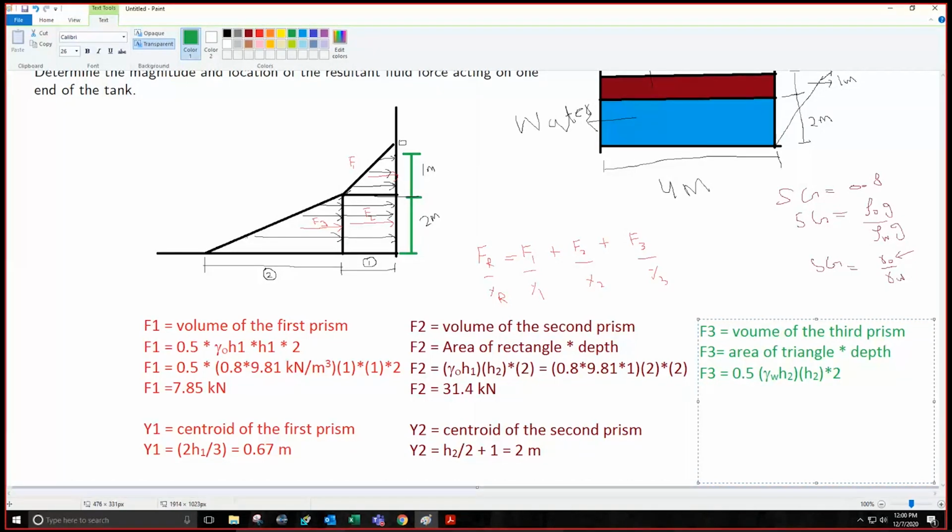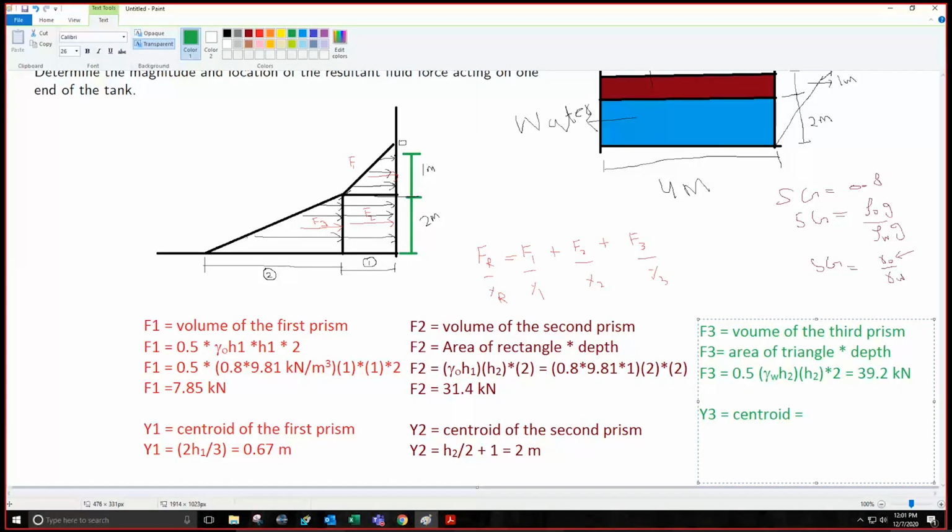ठीक है, so F3 is equal to 0.5 multiplied by 9.81, which is gamma of water. H2 is 2, again H2 into 2, 39.2. ठीक है, so F3 is 39.2 kilonewtons.